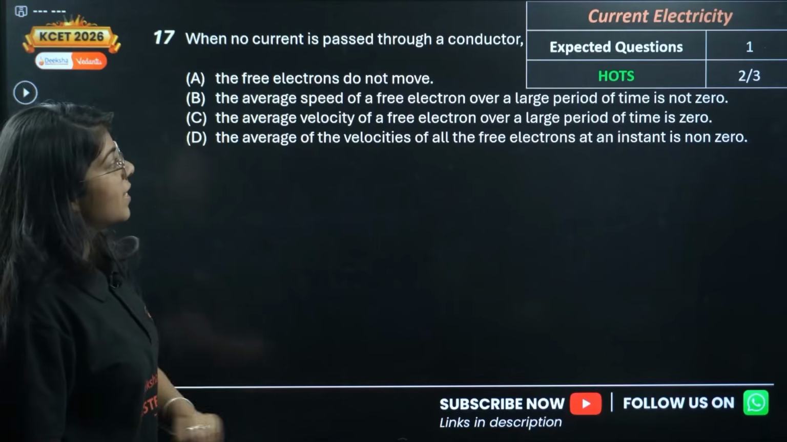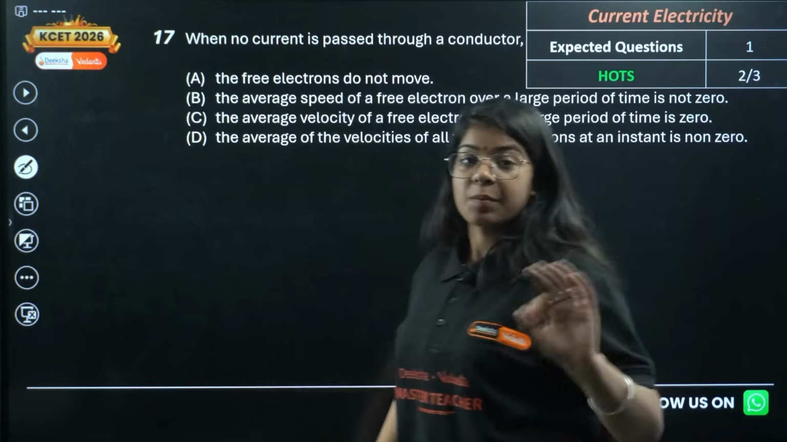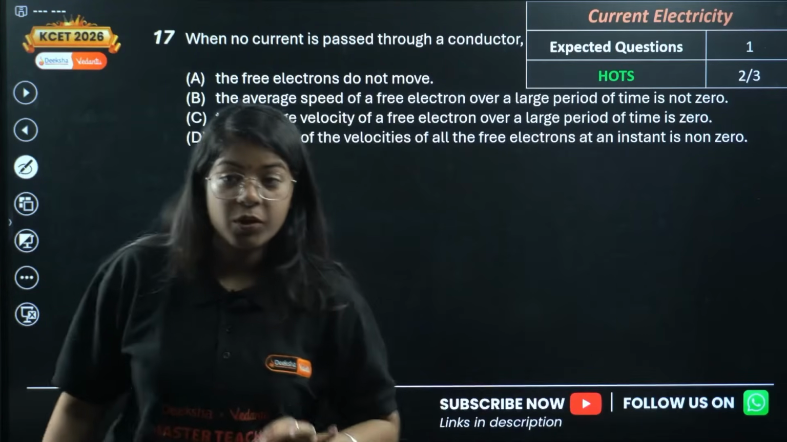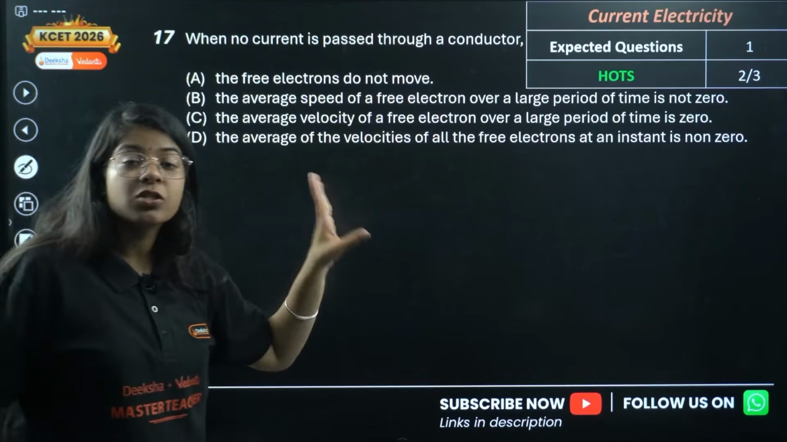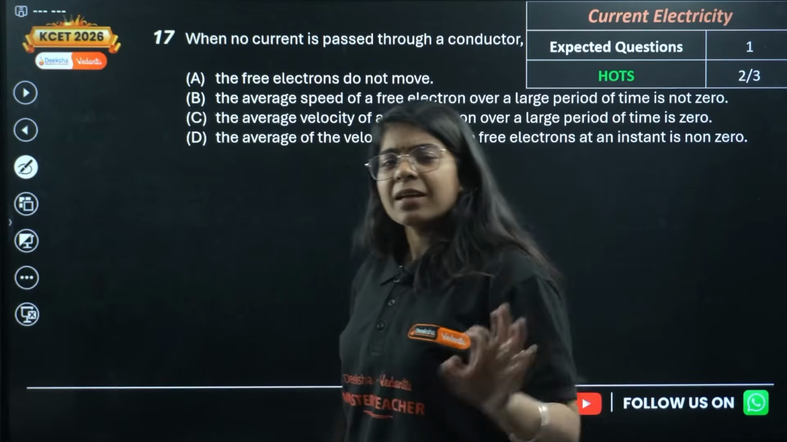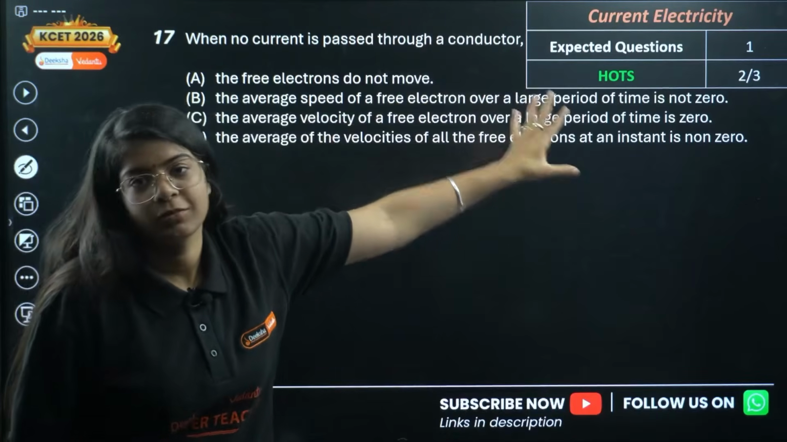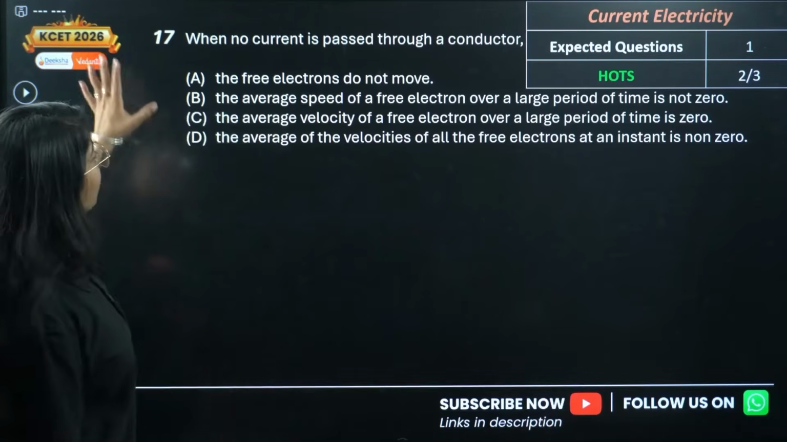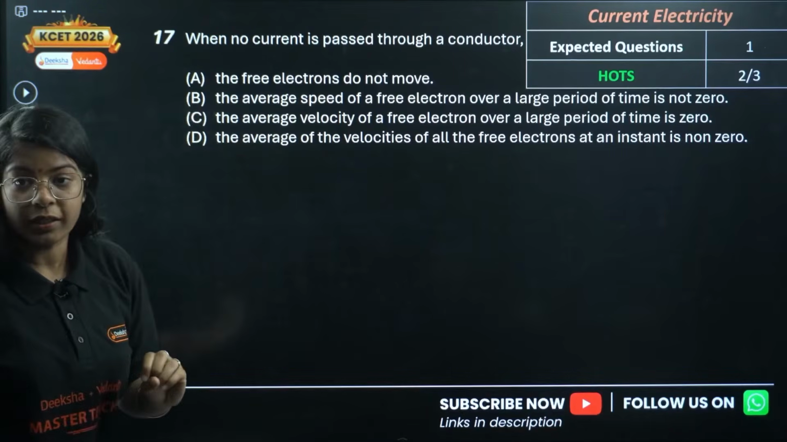The 17th question says, oh, we are on the 3rd chapter already. The chapter is current electricity, a very important chapter. You can expect 1 question, and in HOTS you can expect 2 out of 3 HOTS questions as well. Now, the 17th question says, when no current is passed through a conductor, what?